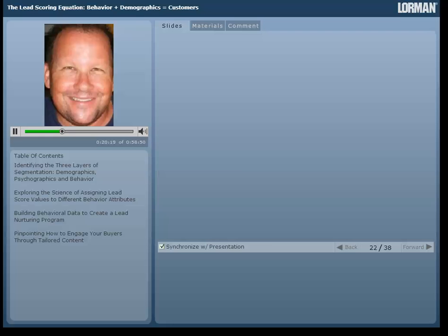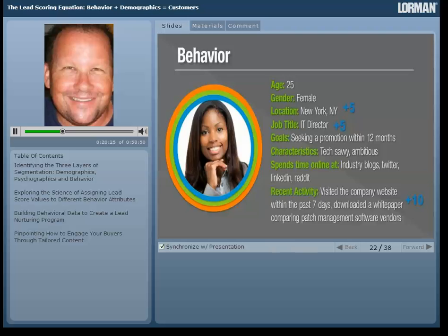So this is how it might apply to that profile that we built out earlier in the presentation. So this is applying that lead scoring model. She gets 5 points for being in the target geographic region. She's in New York, so she's in the U.S. She gets 5 points. She gets 5 points for being an IT director. That's a high title, so she's a good potential lead.